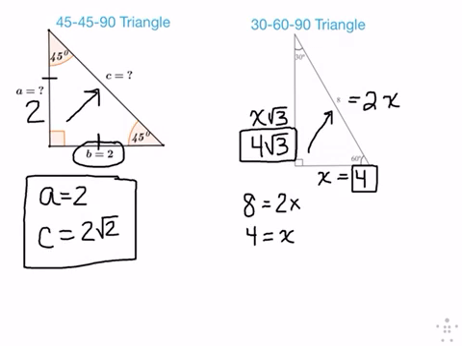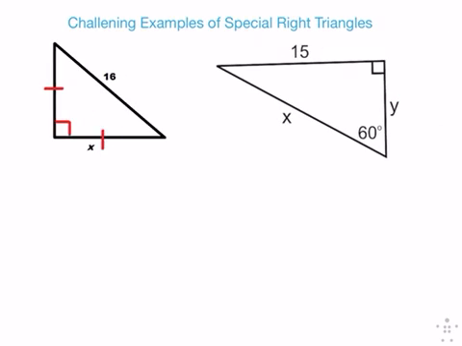So that gives you the other 2 legs on the right triangle. Let me go over 2 challenging questions for special right triangles, and you'll see in a second why these are a little bit more difficult to do. So on the first one, this is an example with the 45, 45, 90. The reason why this one's challenging is because the side that's given to you is the hypotenuse.